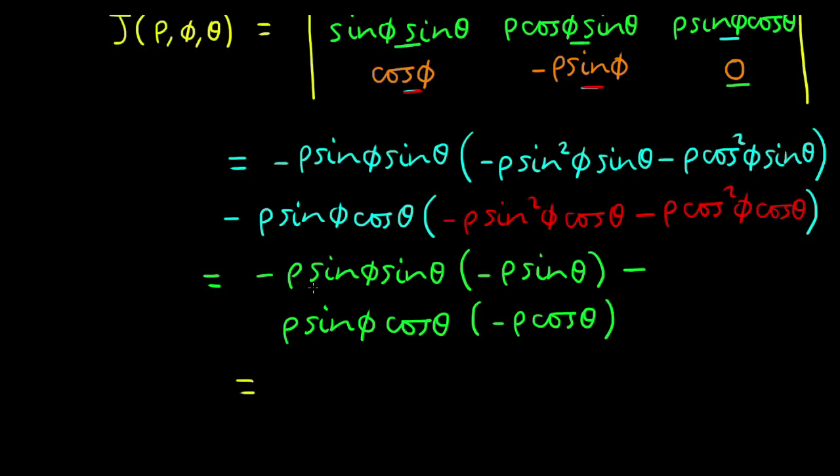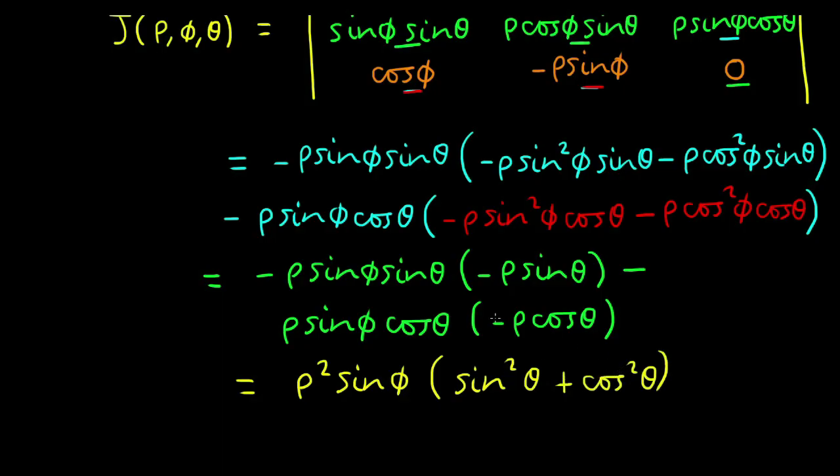So what we get is minus rho by minus rho, which is rho squared, and we factor out sine phi. So that gives sine squared theta plus cosine squared theta, which is 1 by the trig identity. So the Jacobian of our transformation from rho phi theta space, being a Cartesian space, to the xyz Cartesian space is rho squared sine phi.